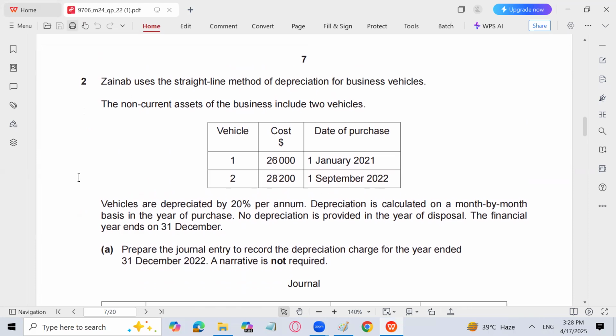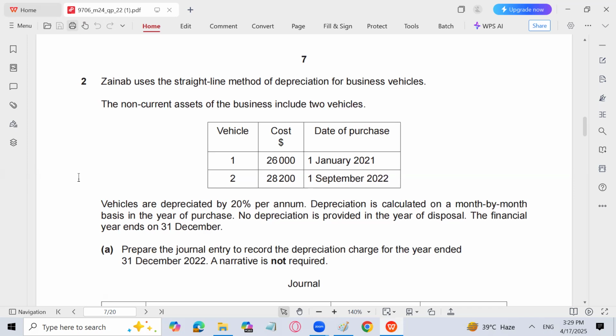So Zainab uses the straight line method of depreciation for business vehicles. The non-current assets of the business include two vehicles. Number one, cost 26,000, 1st January 2021. Number two, 28,200, 1st September 2022. Vehicles are depreciated by 20% per annum. Depreciation is calculated on a month-by-month basis in the year of purchase. No depreciation is provided in the year of disposal. The financial year ends on 31st December.